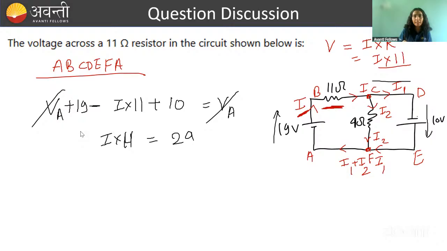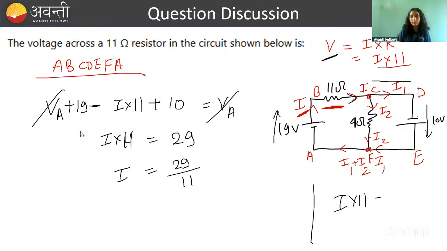how much? 29. So current through the circuit, current in this branch that is coming out from 19 volt is equal to 29 by 11. And hence potential drop across 11 will be I into 11. So that is equal to 29 by 11 into 11. Okay, so that will give you 29 volt. Because here I into 11 is equal to 29 by 11 into 11. That is 29. Is it clear? If yes, let me know.